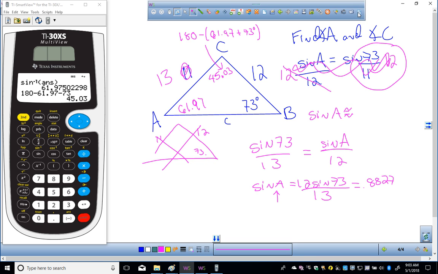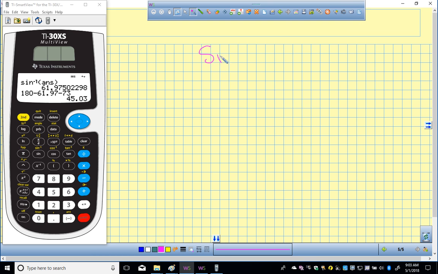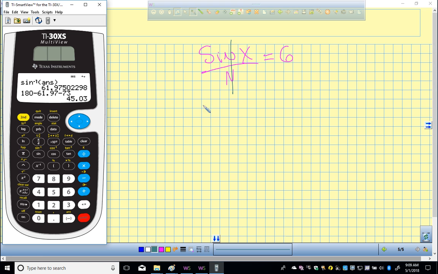Okay? Whatever you do, don't do this. That's not right. Don't do this. Is this true? Sine of x over n equals 6? Sure, why? Because look, all you have to do for this one is cancel out the ends. And now it's just 6 equals 6. You just cross out the ends.